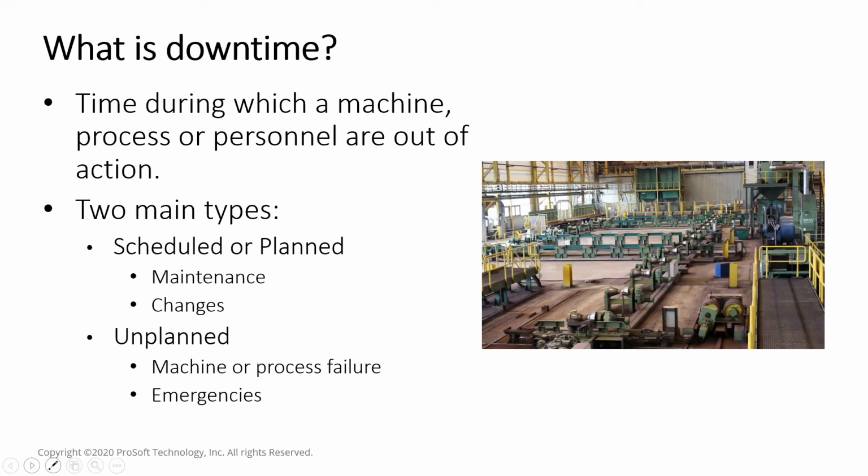Like I said, the second type of downtime is unplanned. This is where there could be failures, either with the machine or with the process, some emergencies, or unplanned shutdowns. COVID is a good example, which nobody would have planned for and which resulted in an unplanned shutdown, impacting a lot of people and a lot of industries.